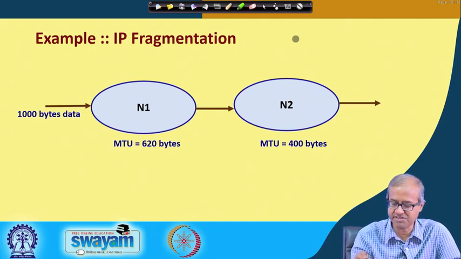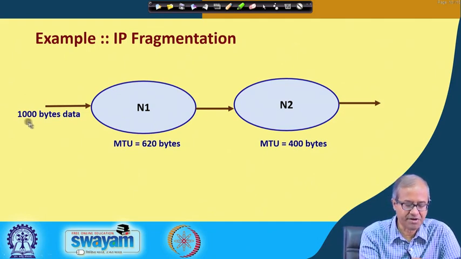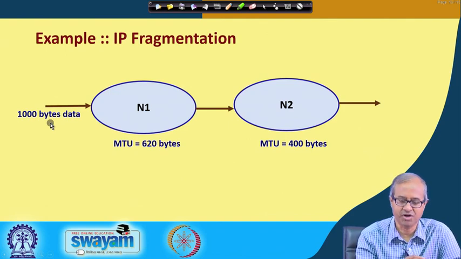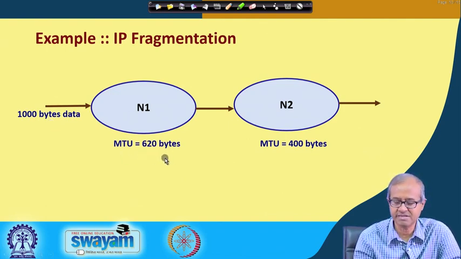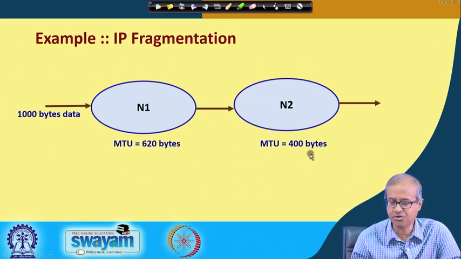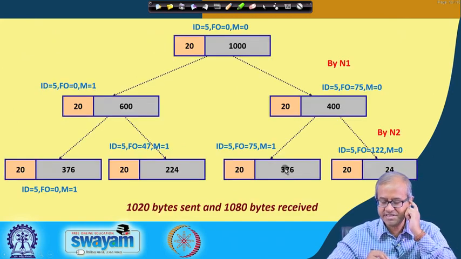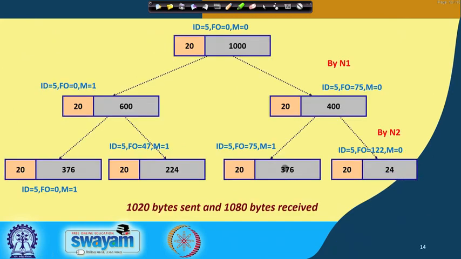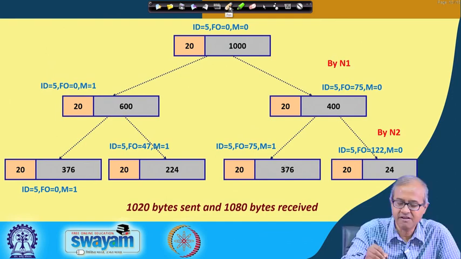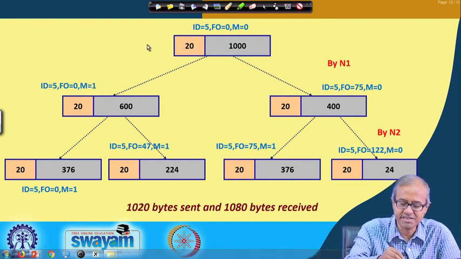Let us assume that I have a scenario like this, where I am trying to send 1000 bytes of data through IP. The first network has an MTU of 620 bytes, the second network has an MTU of 400 bytes. Let us assume this. So, in this diagram I am showing how the packets are fragmented. This is my original packet.